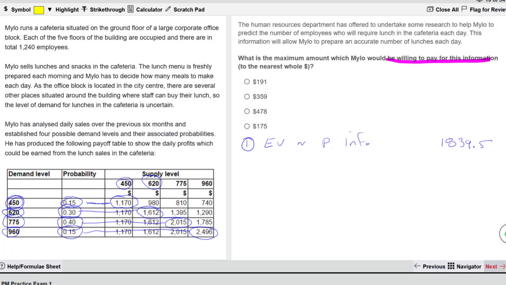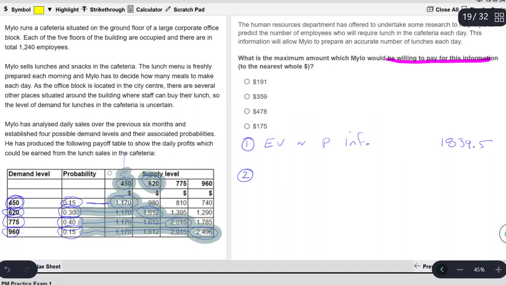Now, if we didn't have access to that magical crystal ball, we'd have to use just the expected value tool without perfect info. So we're going to check the expected value of each profit under each decision. And let me show you how I do that. That's what you're probably more familiar with.